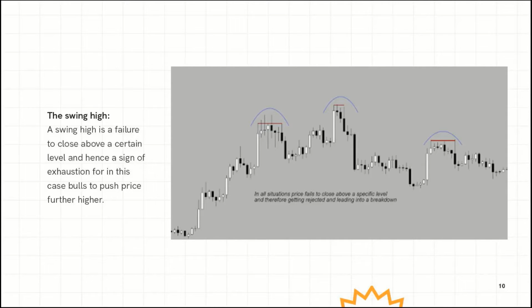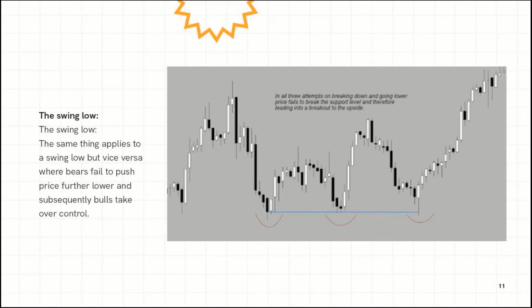The same thing applies to a swing low, but basically it's vice versa, where bears fail to push price further lower and subsequently bulls take over control. Now, in all three attempts to break down and go lower on the charts, price fails to break the support level and therefore leads into a breakout to the upside. You can see how price tried to go lower. You see, price fails to go lower. Then what happens? Price starts going higher because there was no further momentum to keep going down. So price just starts going up.